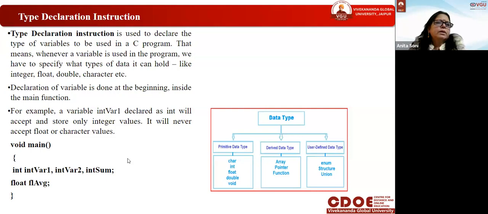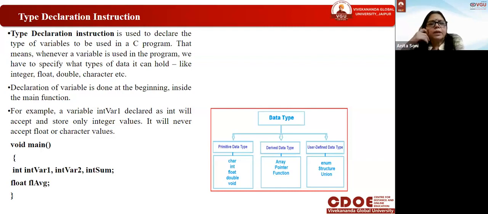First, how data type instructions are declared. As you know, we have different types of data types. One is primitive, another is derived, and a third type is user-defined data type. Primitive is primary. They are inbuilt, predefined. You cannot change the meaning of these data types. You cannot use them as an identifier. These are keywords. So how is it declared: data type and then variable name, and once you finish it, put a semicolon.